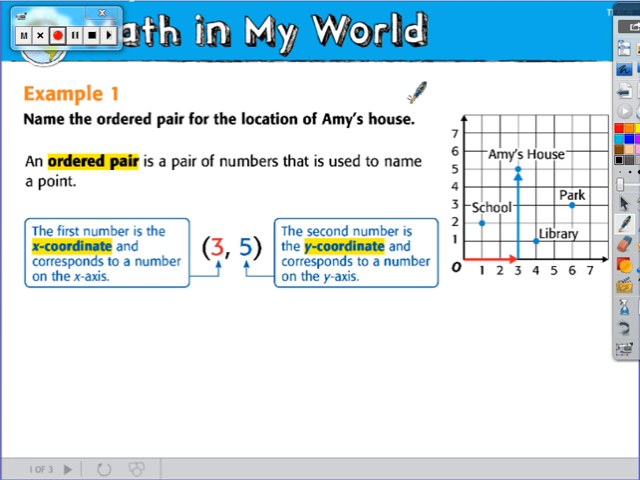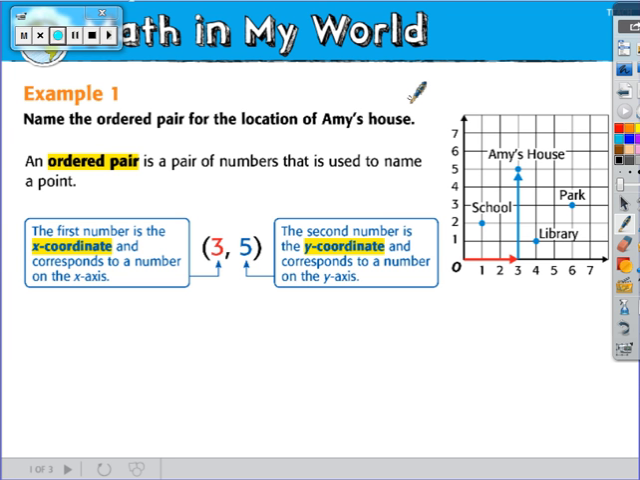An ordered pair. We're going to name the ordered pair for the location of Amy's house. An ordered pair is a pair of numbers that is used to name a point. What's an ordered pair used to name? A point. The first number is the x-coordinate and corresponds to the number on the x-axis. Lucas, tell me, what's the first number? 3. What is it called? The x-coordinate.